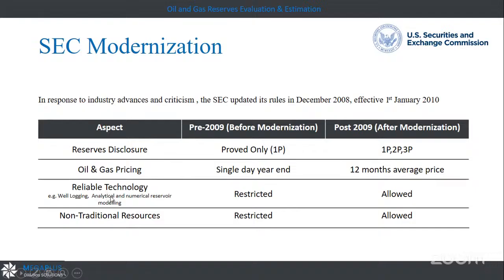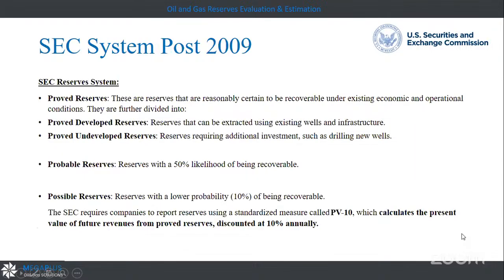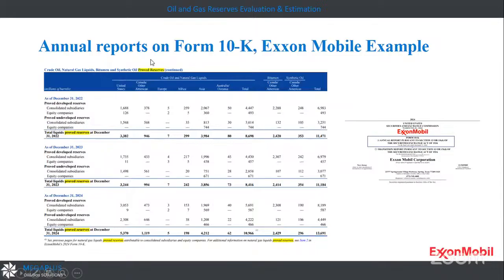As I mentioned, reliable technology: before 2009 it was restricted, so I could not edit my reserves according to the technology. Now it's allowed. For non-traditional resources, conventional and unconventional, pre-2009 it was restricted. Now it's allowed. So here is how the SEC system works after 2009: reserves are now classified as proved reserves, developed and undeveloped, probable reserves, and possible reserves. And here is the annual report form, as an example, ExxonMobil, which published it, and they have to publish it, of course. You will see that we have the 10-K. Here we have the form 10-K.